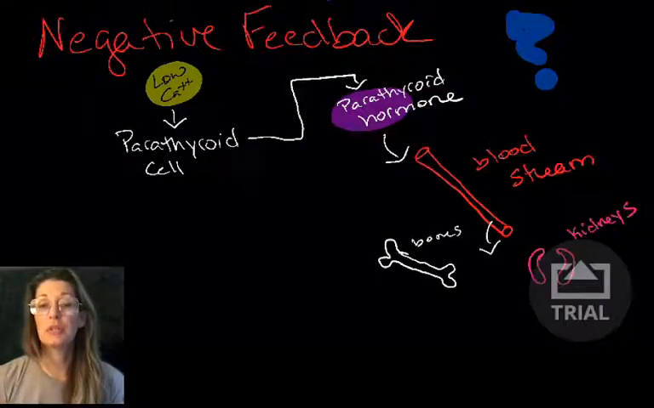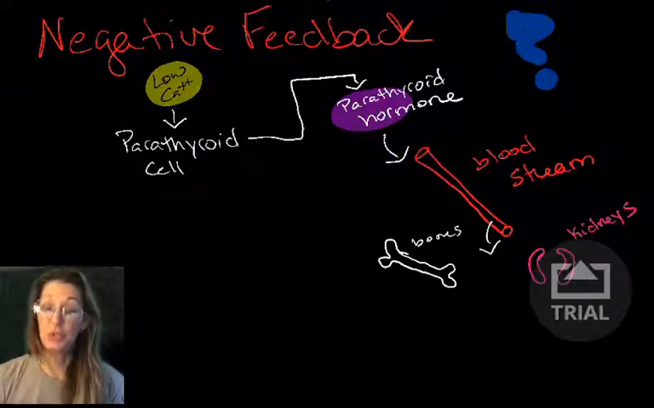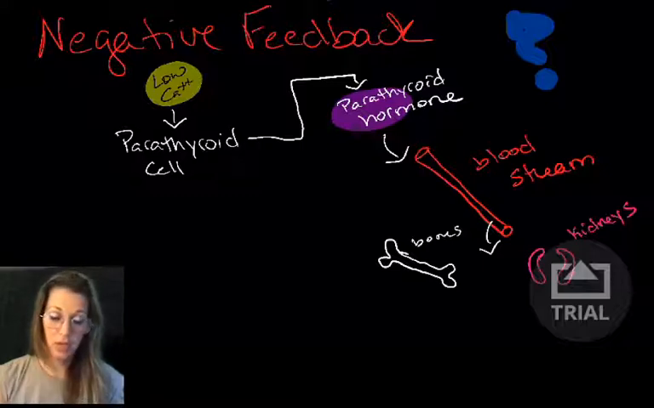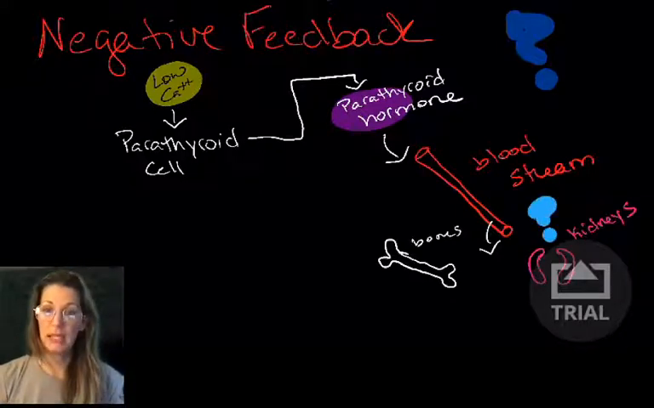So if parathyroid hormone is going to cause the bones and the kidneys to do something, what do the bones and the kidneys have to have in order for parathyroid hormone to be able to do that effectively? So parathyroid hormone is going to cause an effect at the bones and the kidneys. So what do these have? What do the bones and the kidneys have?